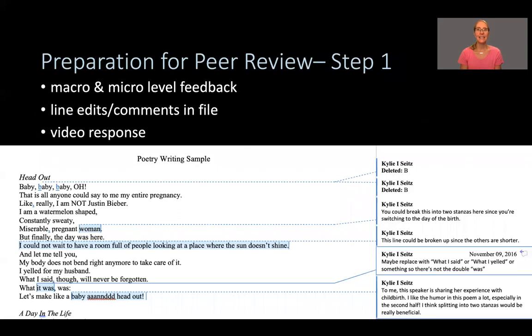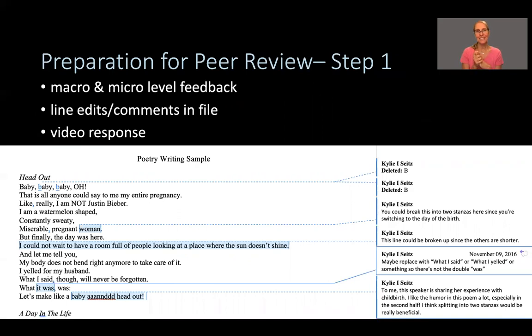This is an example of those macro and micro level feedback. This is coming from an English 270 assignment. English 270 is Introduction to Creative Writing. It is a Gen Ed. You may be interested in taking it. It fulfills both of the fine arts credits.